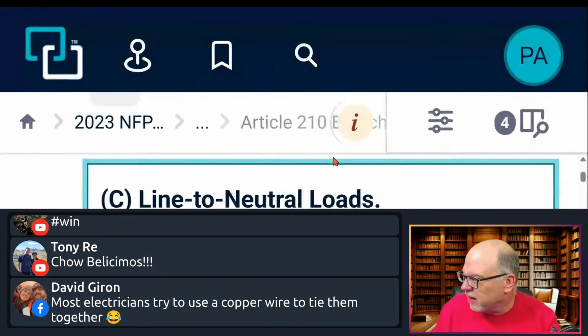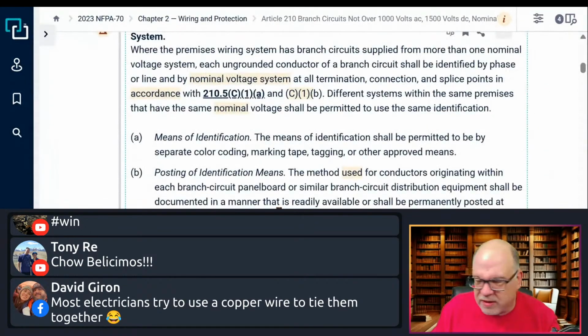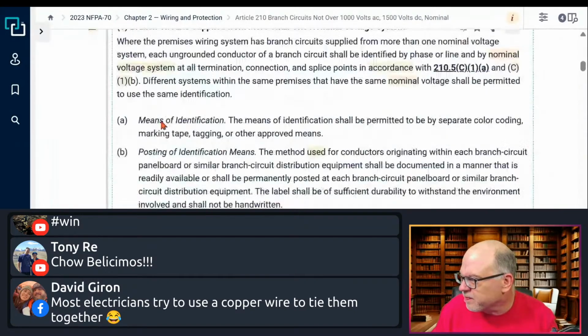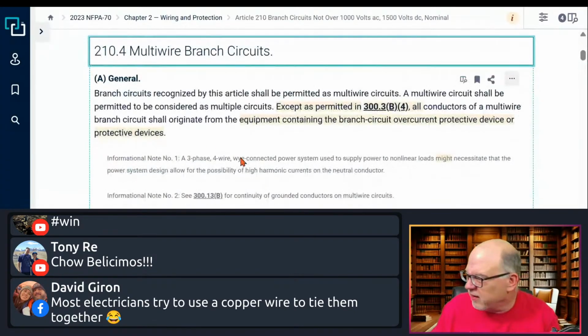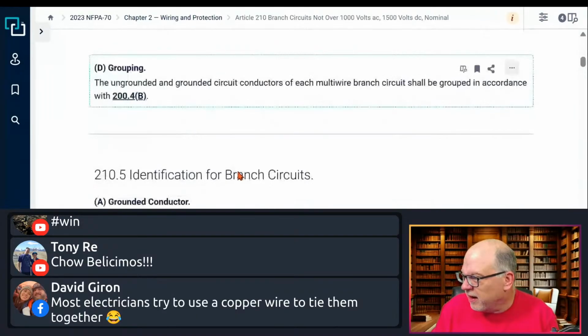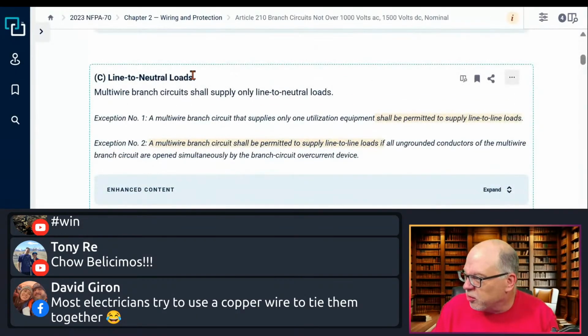Let me get this down. Hold on, guys. Let me get it down to where you can see the screen a little better. All right. Let's see here. Okay, that's a little bit better. All right, so that's what we've got there. So line to neutral loads. Okay.